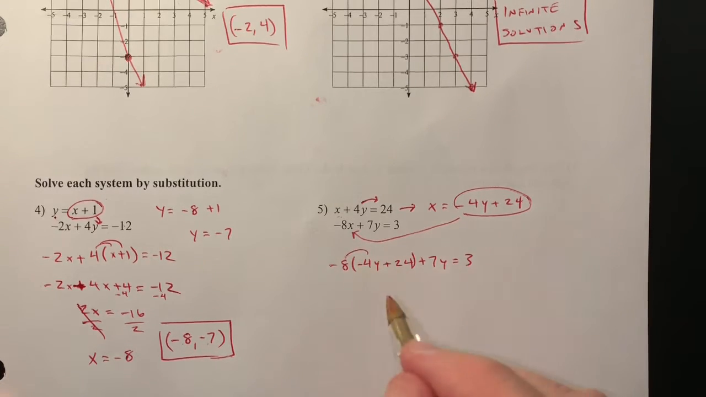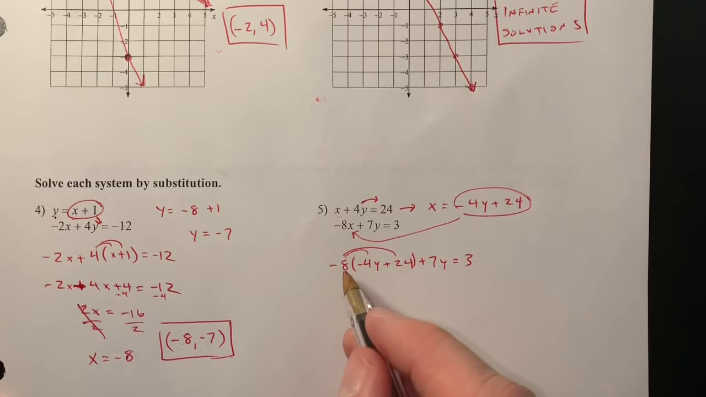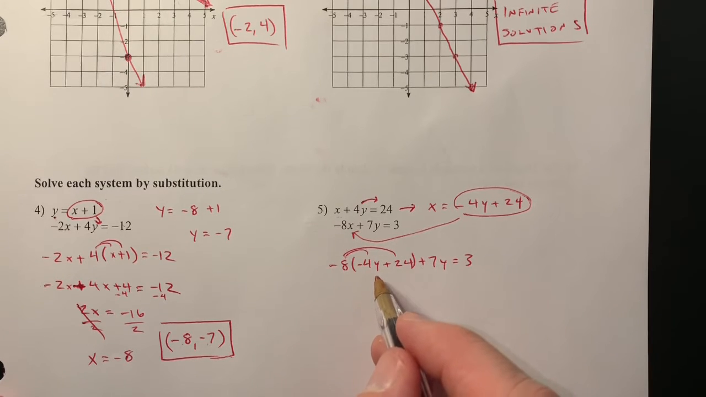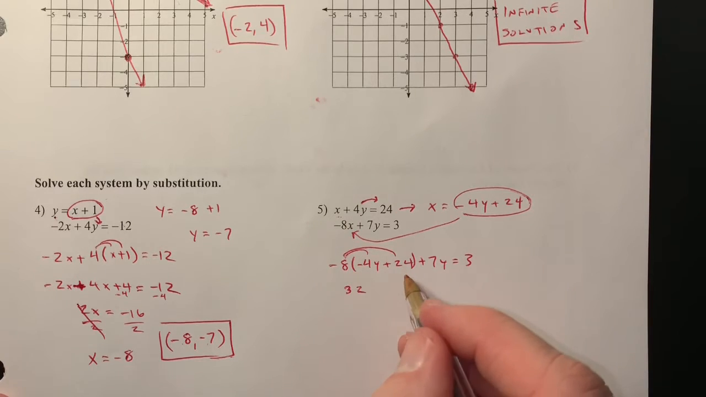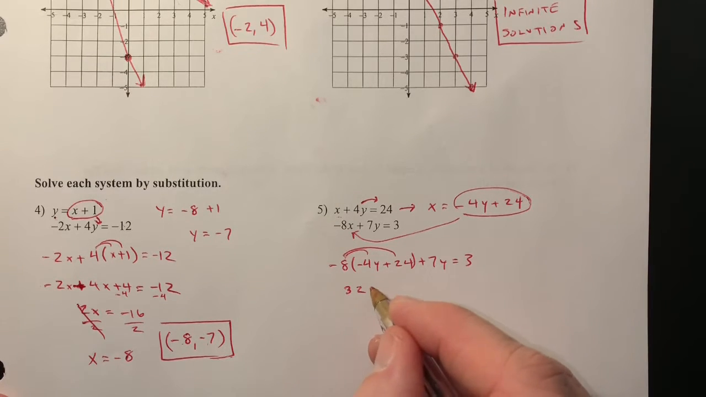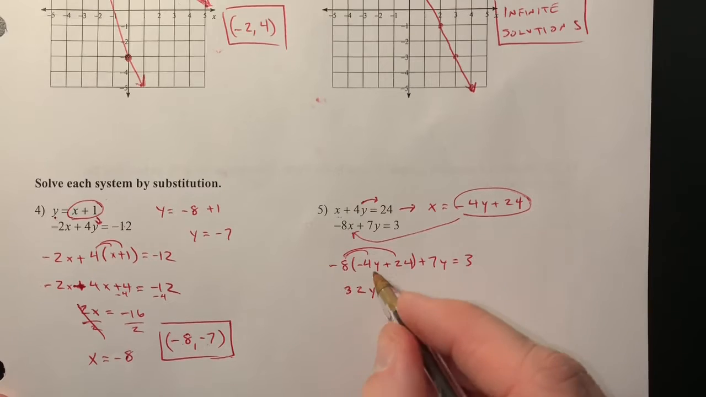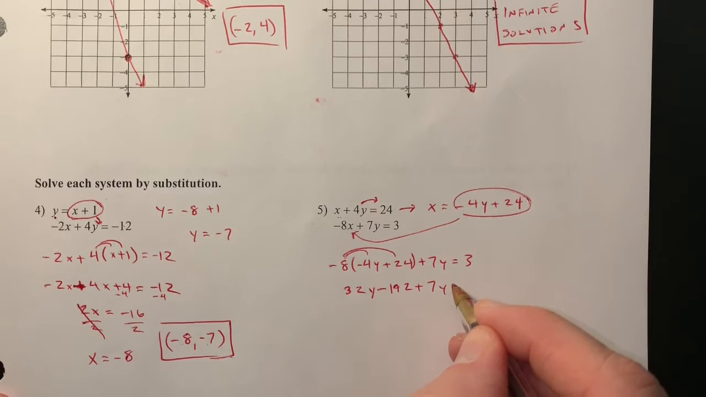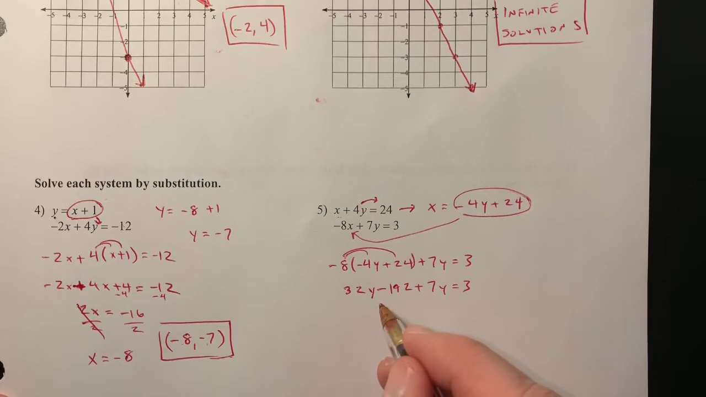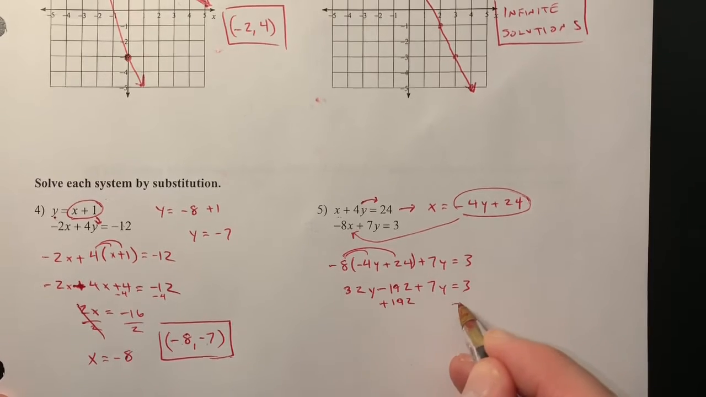So I can distribute, and negative 8 times negative 4 is positive 32y, by the way. Negative 8 times 24 is negative 192, plus 7y equals 3. Okay, so I'm going to add 192 to both sides.